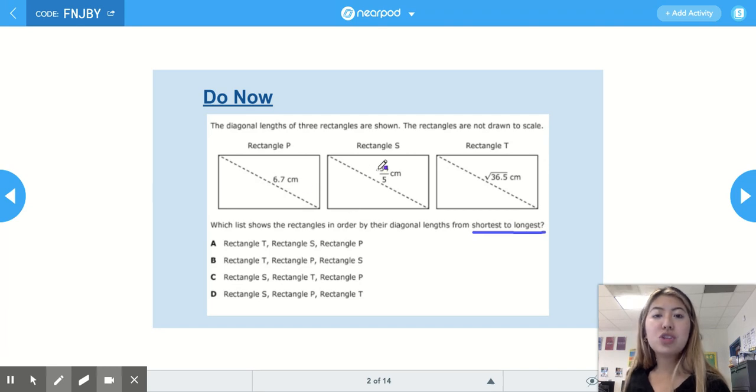So the first thing that I'm going to do is translate 34/5 into a decimal. All I do is divide 34 by 5 and I get 6.8 centimeters. Then on a calculator, I figure out what the square root of 36.5 is, and that's about 6.04 centimeters.